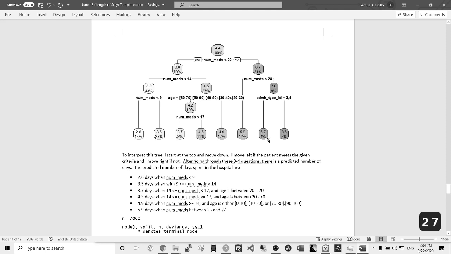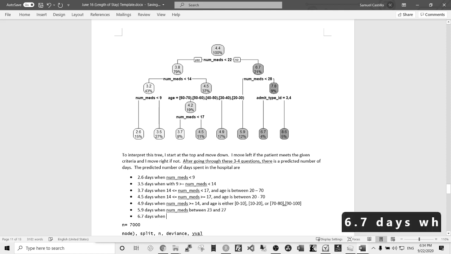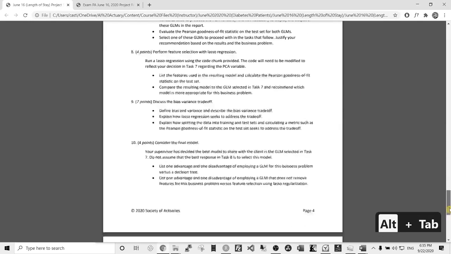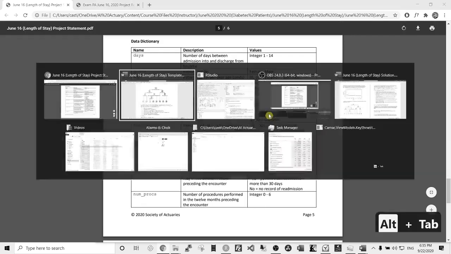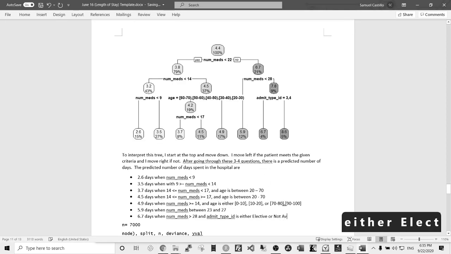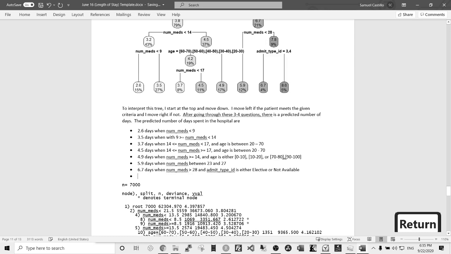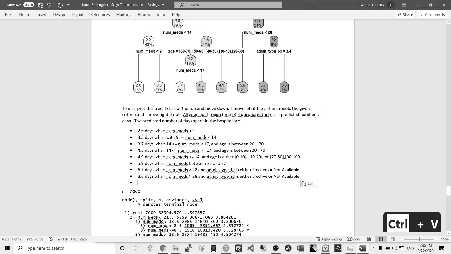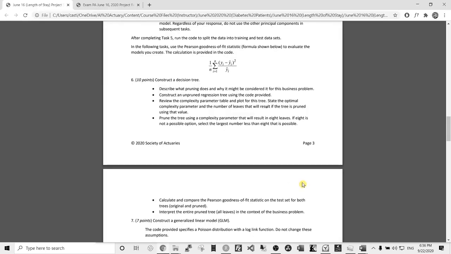So right here. And then 6.7, when num meds has to be greater than 28 and admit type ID is 3 or 4. What is 3 or 4? It's elective or not available. And then 8.6 days when it is the other categories, urgent or emergency. Okay, and that is the entire question.